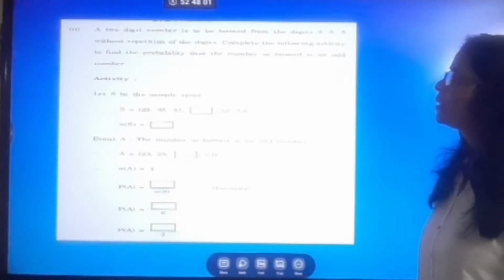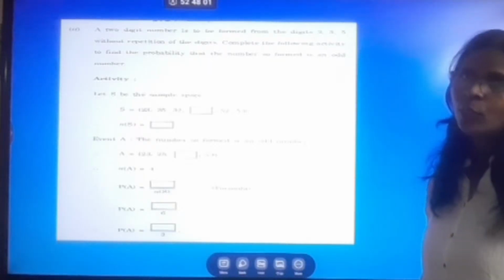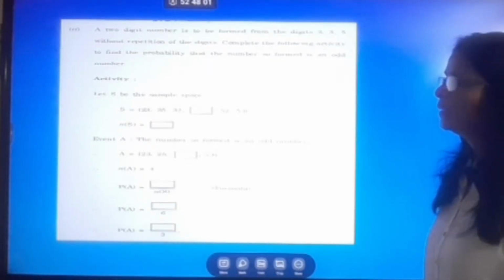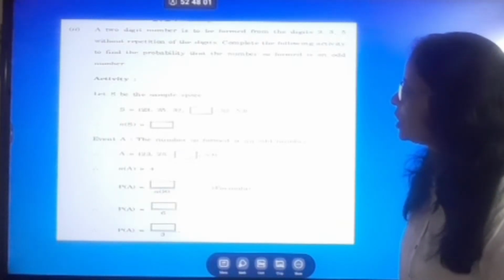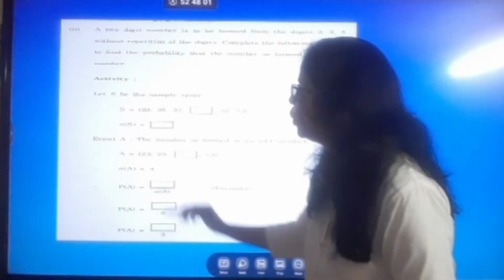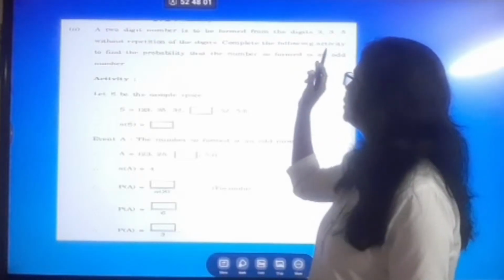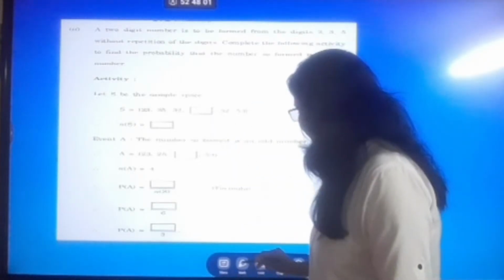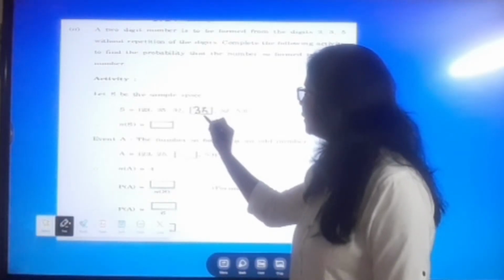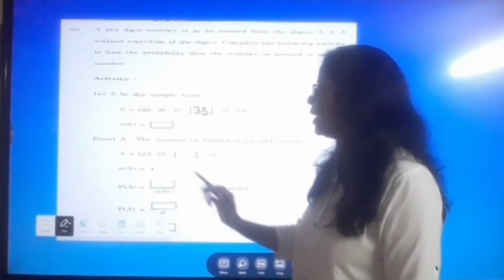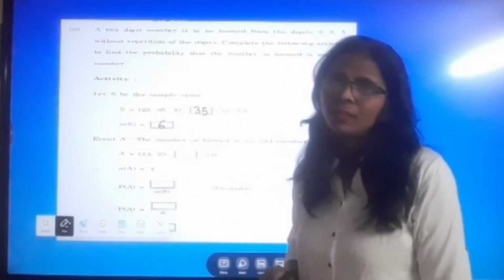So here S is the sample space, and we have to form the two-digit numbers. The digits are 2, 3, 5, and it is without repetition. That means the two-digit numbers formed are S = {23, 25, 32, 35, 52, 53}. So the number of elements in S is n(S) = 6.